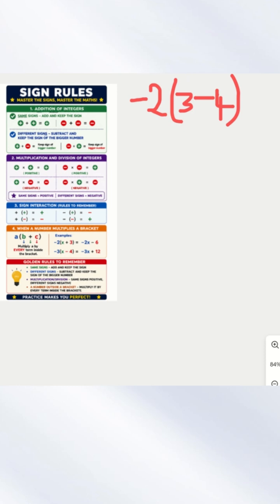Minus 2 times 3 will be minus 6. And minus 2 times minus 4 will become positive 8. So minus 6 plus 8 will give you what? 2. And you have the answer as 2. You can see, whenever a negative sign multiplies a negative sign, it changes to plus.